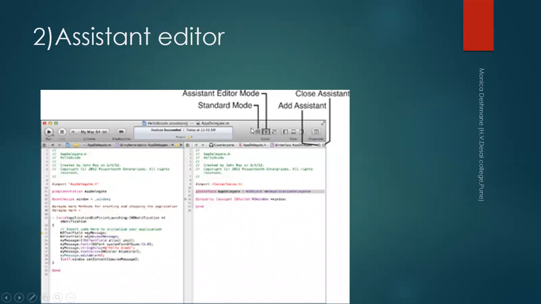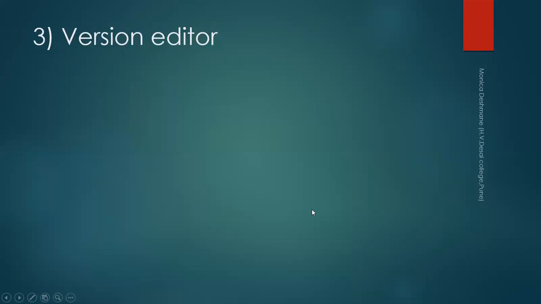Second is the assistant editor. Here you can see these 3 buttons are also available. First is the standard editor, second is the assistant, and third is the version editor. Whenever I select the middle button, this is assistant editor mode. The assistant editor is used basically for separating logically related contents. Here you can see the separation of the files: the logically related files are shown in different panels.